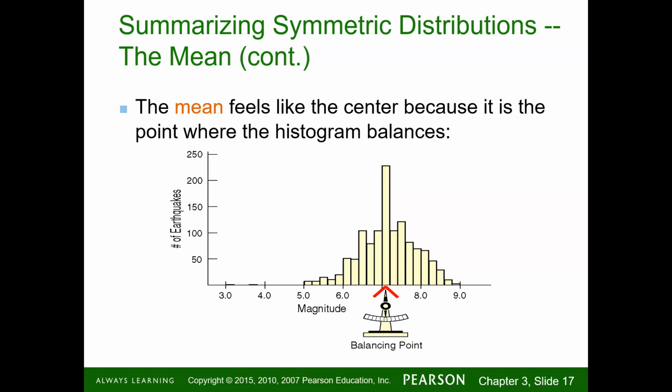The mean feels like the center because it's the point where the histogram balances. But you have to be careful, because if there were an outlier way out here, like say there was a magnitude 50 earthquake, that would destroy the whole earth, but you get my point. Way out here, it would cause the mean to shift to the right, and the mean would be way over here somewhere. So outliers and skewed data can cause the mean to be off, and we'll get more on that later.